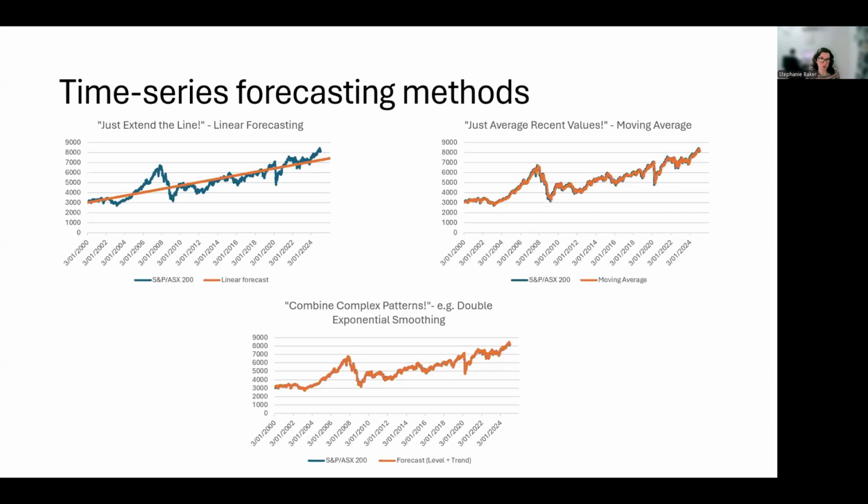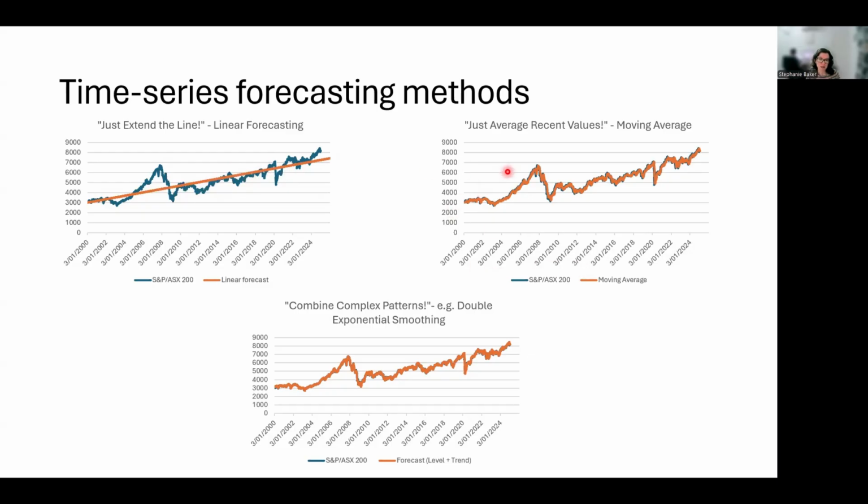So that's what time series forecasting is. There's quite a few methods for doing it. The simplest one is to just extend the line. So you could do something like fit a straight line or an exponential line to it and see where that line would take you next. So in this example with linear forecasting, that wouldn't be very accurate for stocks because you can see that it's a long way off the actual value for most days.